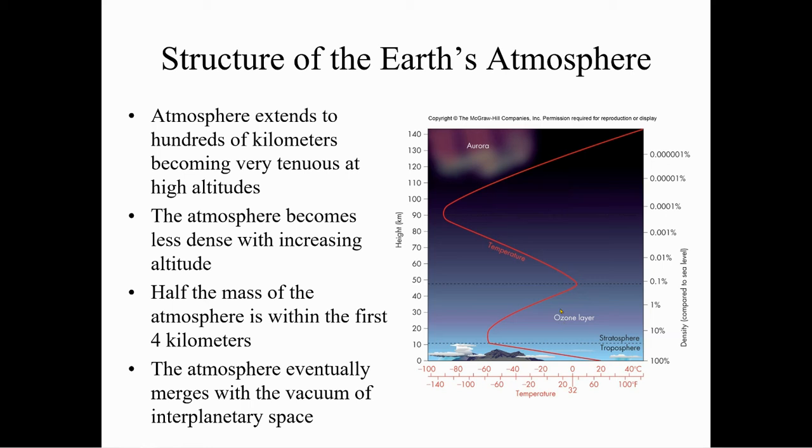Something you also should probably know: down in this area, most of the atmosphere is held. The higher you go, the thinner the atmosphere becomes. So the atmosphere extends hundreds of kilometers, becoming very tenuous at high altitudes. The atmosphere becomes less dense with increasing altitude. That means the higher up we get, the farther apart the particles are. Half the mass of the atmosphere is within the first 4 kilometers, and the atmosphere eventually merges with the vacuum of interplanetary space.